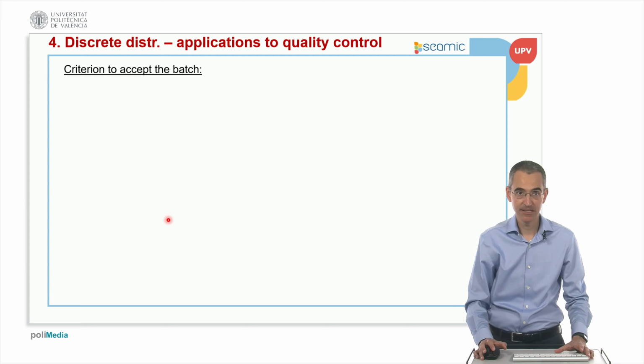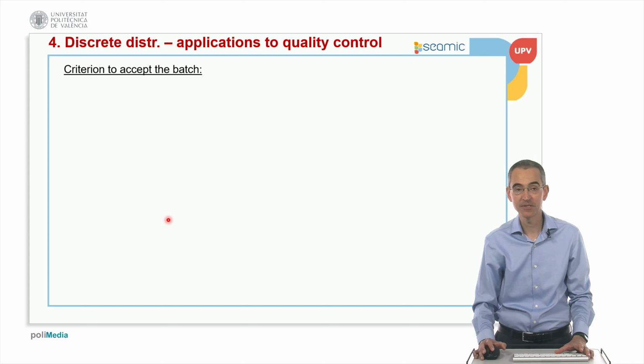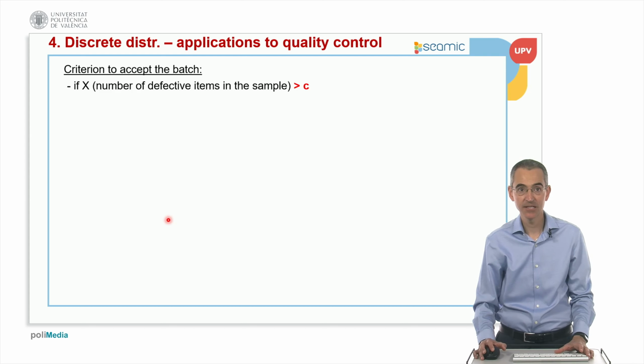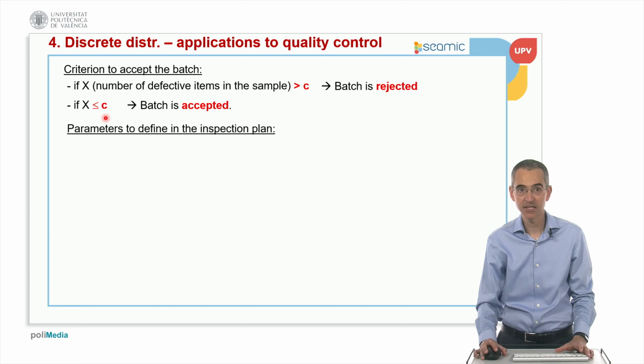Generally speaking, in these kinds of problems the criterion to accept the batch is that the random variable x, in this case the number of defective items in the sample, is higher than c, higher than a certain value. This is like a general definition of the problem. If that happens, the batch is rejected. But if the number of defective items is less or equal than this value, the batch is accepted.